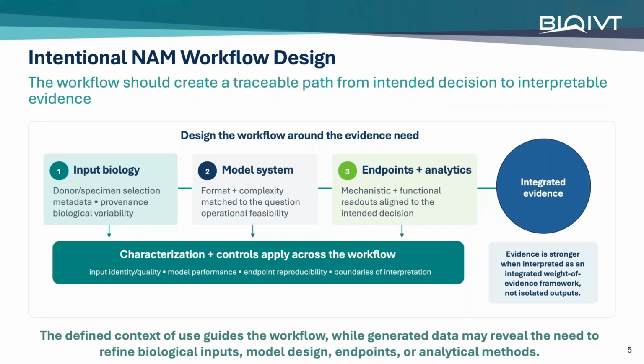The second component is the model itself, the format and the level of complexity needed to match the question. And there's an important balance here. Every added feature can potentially contribute additional biological information, but each addition can also introduce new sources of variability, technical failure modes, cost, throughput limitations, or analytical complexity. So the goal is not to construct the most complex model possible. The goal should be to build a system that's sufficiently complex to answer the question and no more complex than is necessary.